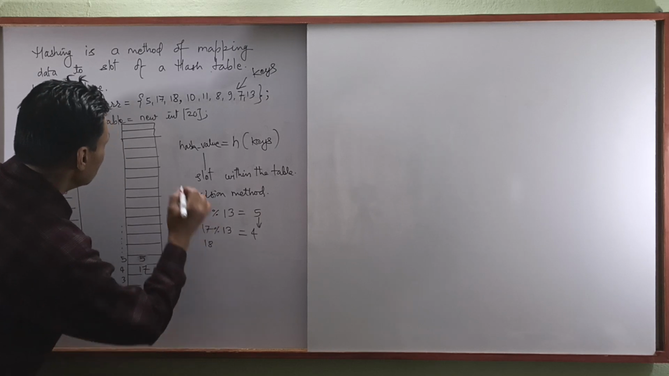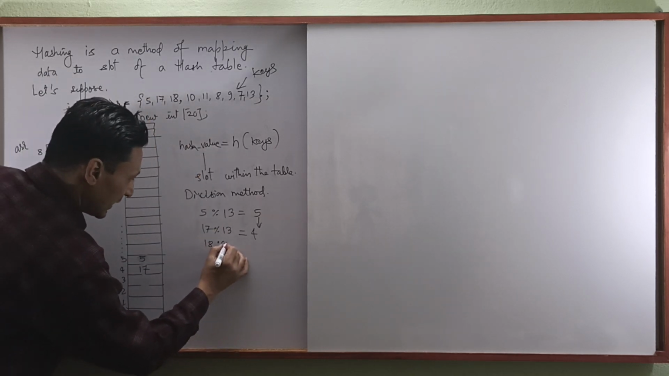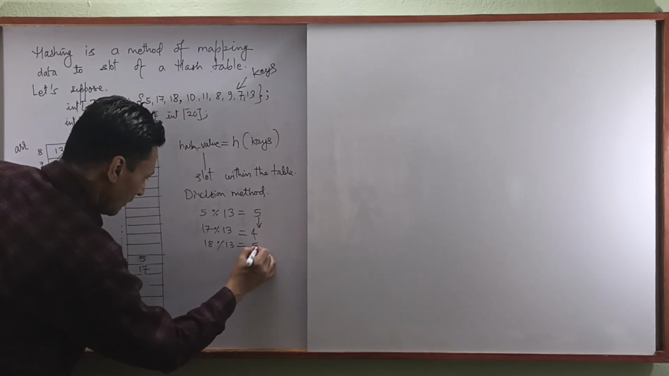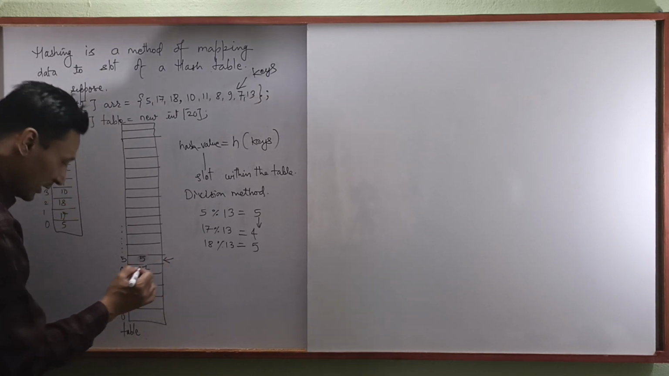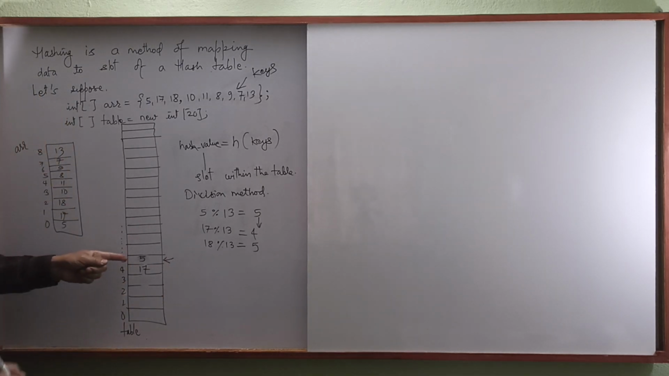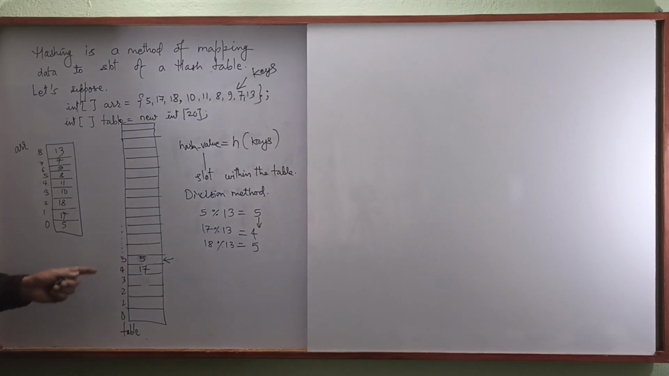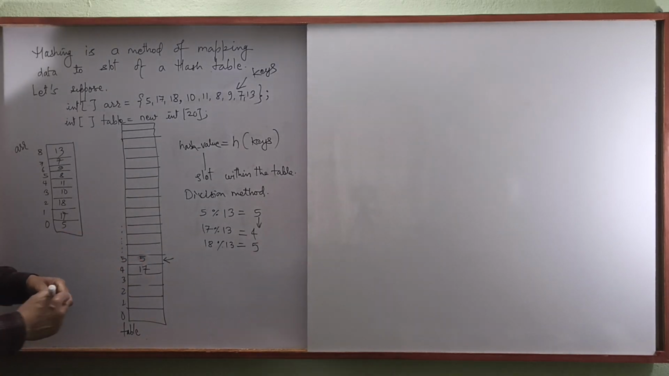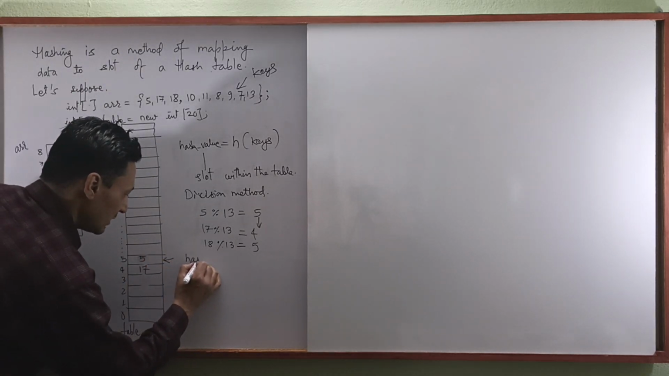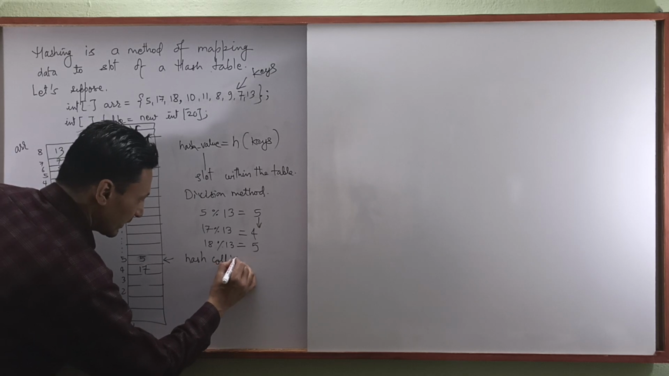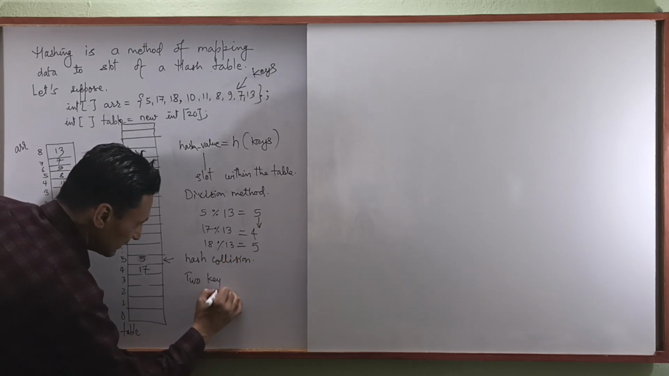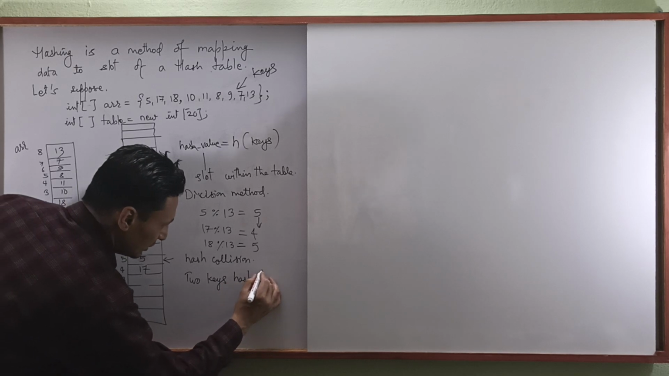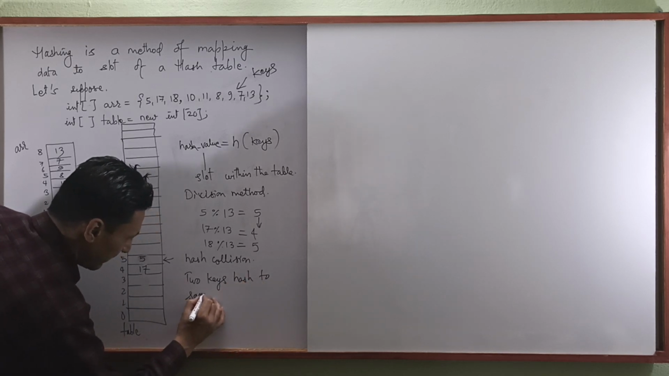Similarly, 18, which is another number, divided by 13 gives us the remainder 5. Now this should be stored here, but in this position there is already an element. So this situation is called a hash collision. Okay, this is a hash collision, meaning two keys hash to the same position.